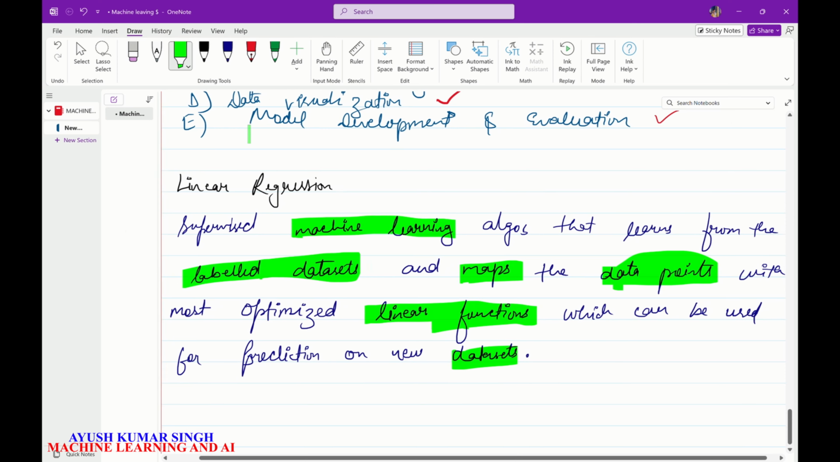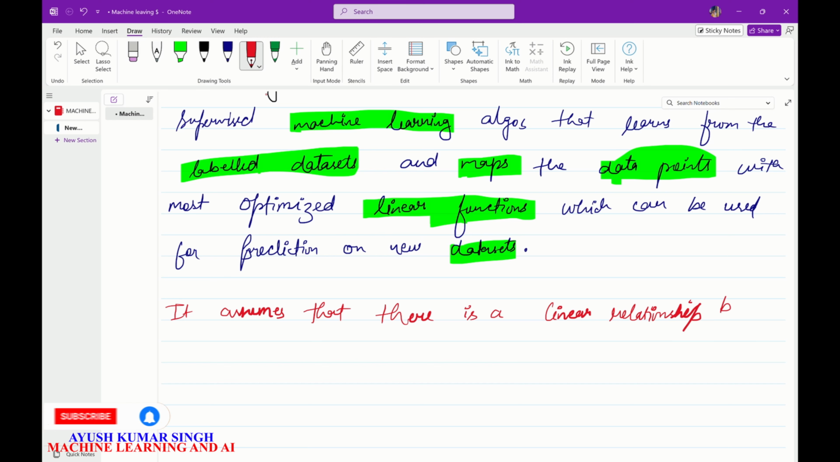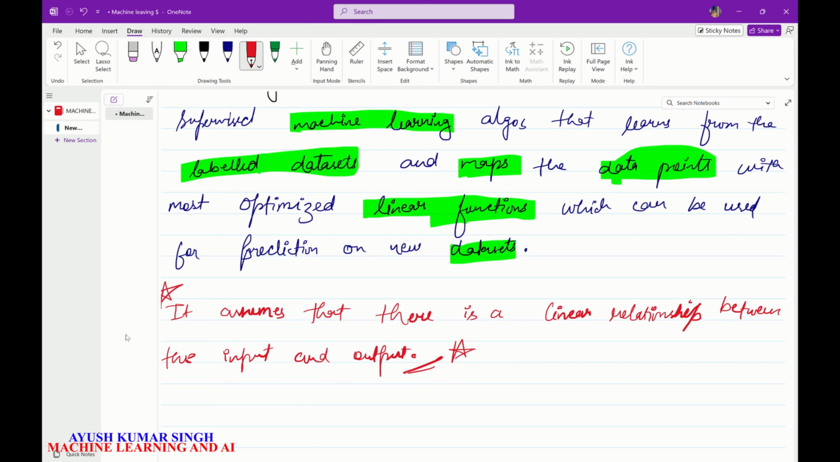Now moving forward, it assumes, and this is an important one, that there is a linear relationship between the input and the output. This is a star point. You should star this in your notes. So linear regression assumes that there is a linear relationship.